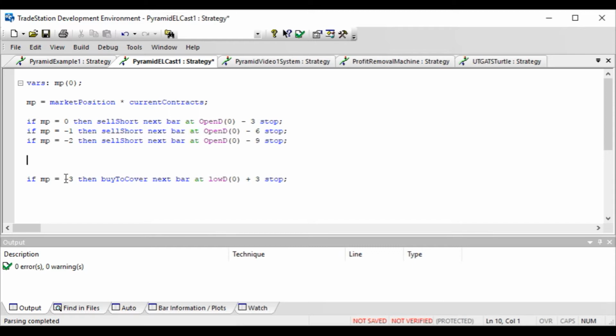So let's go ahead and say, okay, if market position is not equal to 0, meaning that we have 1 or more positions on, then we want to buy to cover, right, to get out of any positions on the next bar, and don't forget that, at the entry price plus 3 handles.